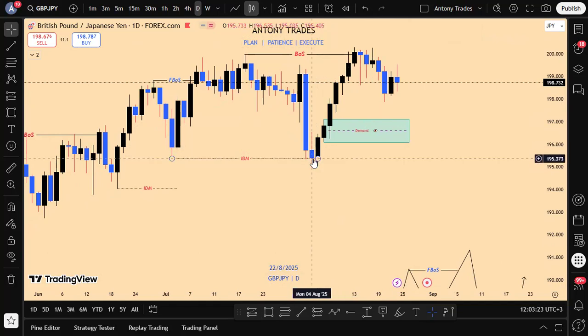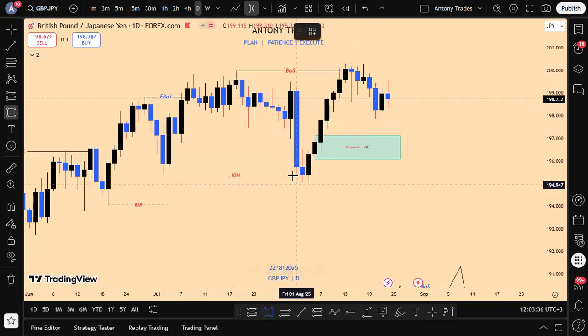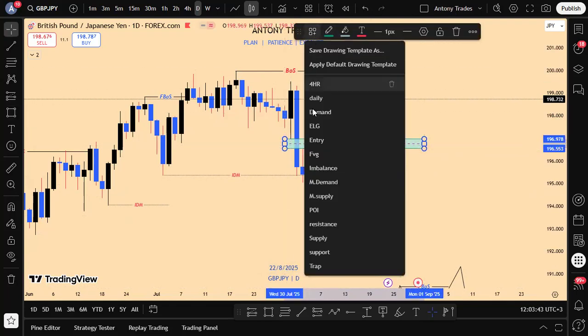Can you see any fair value gap? No. So this is the last candle that was printed before this fair value gap. So this candle now becomes my demand zone. And this demand zone of mine is very strong simply because it is in confluence with this inverse fair value gap. Can you see that?